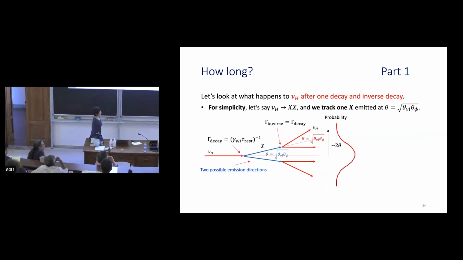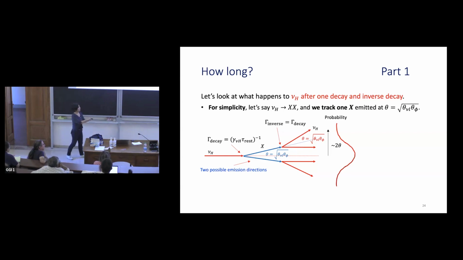So just to simplify the discussion, let's forget about the fact that I have two different particles in the final state. Let's just assume that your decaying particle is decaying into two X particles, just for simplicity. And we're just going to track one of these X's. And this X particle is emitted at an angle theta, which for simplicity I'm just going to treat as a geometric average of the two emission angles. Okay, so this is what's happening.